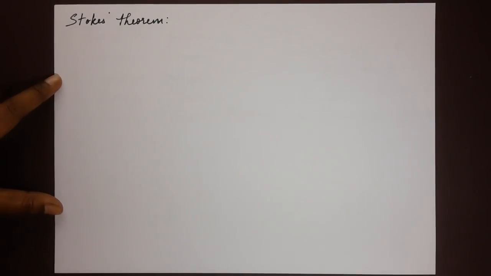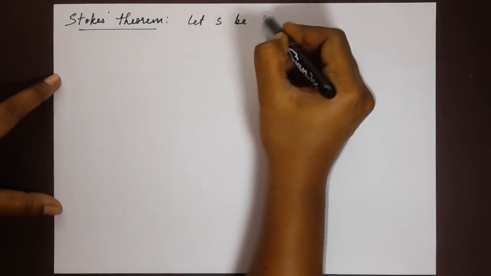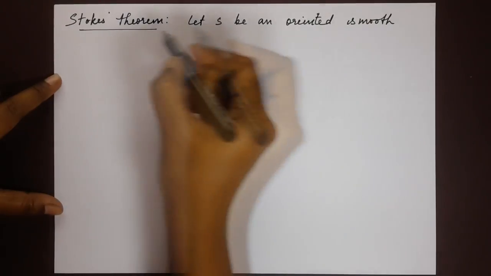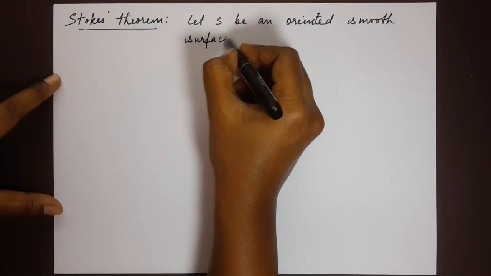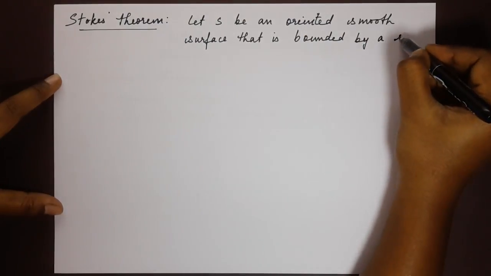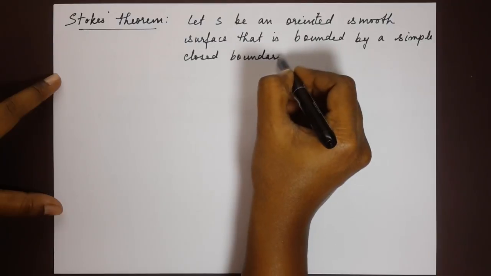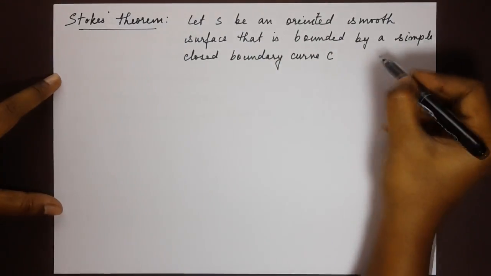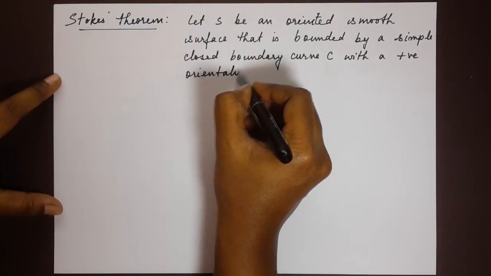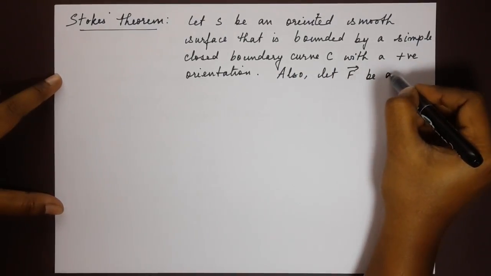Now the statement says if S is an oriented smooth surface, let S be an oriented smooth surface that is bounded by a simple closed boundary curve C with a positive orientation. Also, let F bar be a vector field.